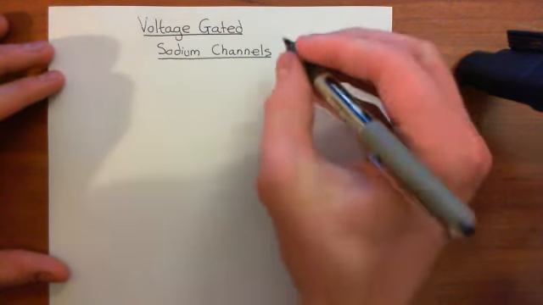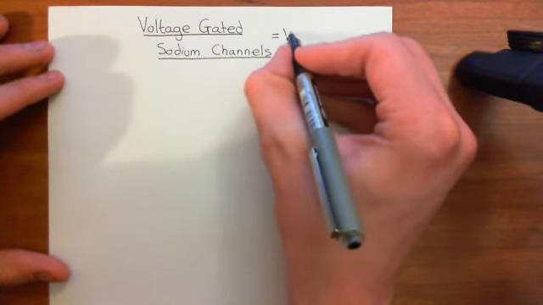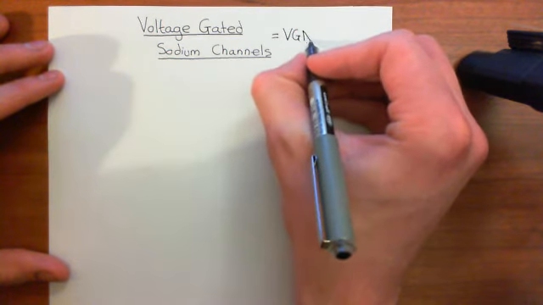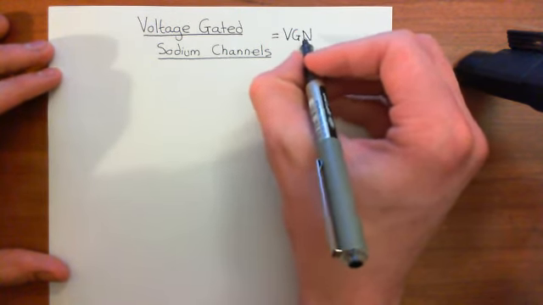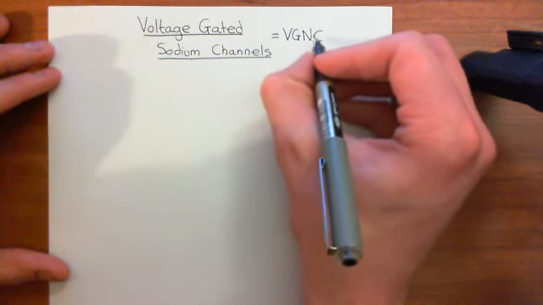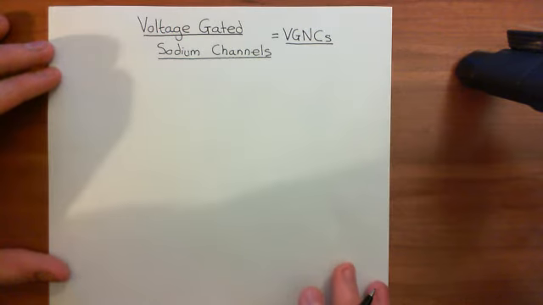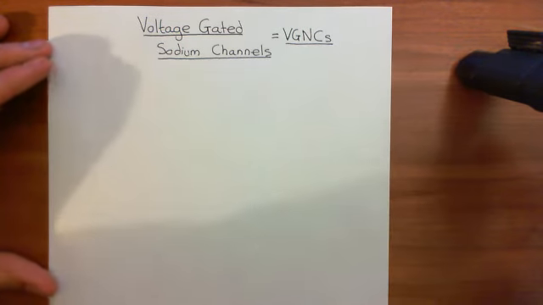So the first thing to say is that voltage-gated sodium channels are often abbreviated to VG for voltage-gated, and then you can either put an S for sodium, or you can put an N, which also stands for sodium. You're using the N because the periodic table symbol for sodium is Na. I prefer VGNCs to VGSCs, and the C is just for channels. So people will often abbreviate voltage-gated sodium channels to VGNCs, but you might see some people putting an S there for sodium. It doesn't really matter.